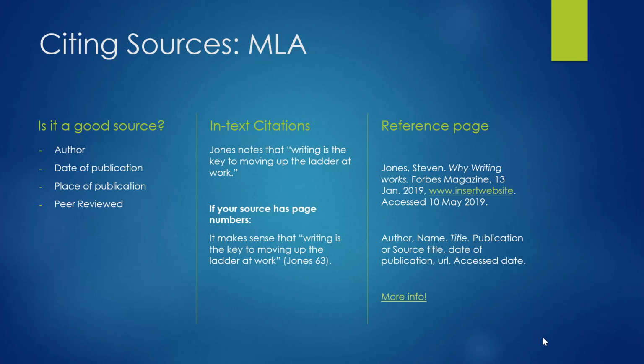And I also included here what the template would look like. So author, name, title, italicized, publication of source title, date of publication, URL, and then the access date. So those are the 5 important pieces of information that you need whenever you cite a source. I've included a link here. It says more info, and that will take you to the Purdue OWL, which will show you how to cite different types of sources. This one here is for an electronic source because that's what we use 99% of the time. But of course, if you use an actual book or a PDF or something like that, there are other ways of citing those sources.